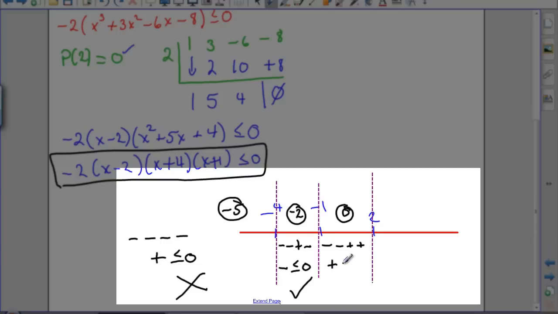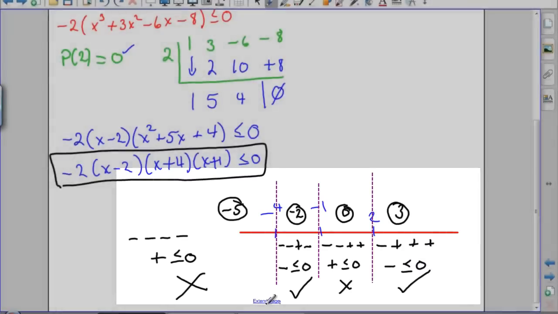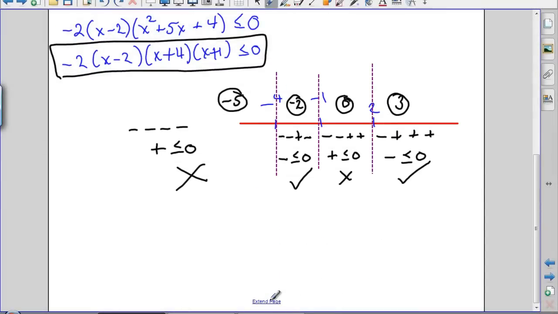I can use the 0 test point, so I continue to plug in negative, negative, positive, positive. That results in a positive, and are positive numbers less than or equal to 0? No, they are not. And you see the pattern happening now. I'm just repeating my steps over and over. A negative, a positive, a positive, a positive. That simplifies to be a negative, and yes, just like before, negative numbers are in fact less than or equal to 0. So I have my answer occurring in between these two numbers, and from 2 continuing on to infinity.